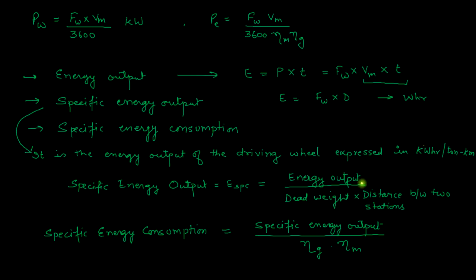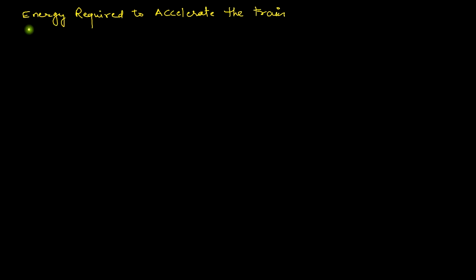The energy produced in a locomotive is consumed in accelerating the train, in overcoming the gradient, and in overcoming the mechanical resistance. So to calculate the total energy output, we need to calculate the energy required to accelerate the train, energy required while overcoming the gradient, and energy required while overcoming the resistance. So let us calculate them one by one. Let us first calculate the energy required to accelerate the train.